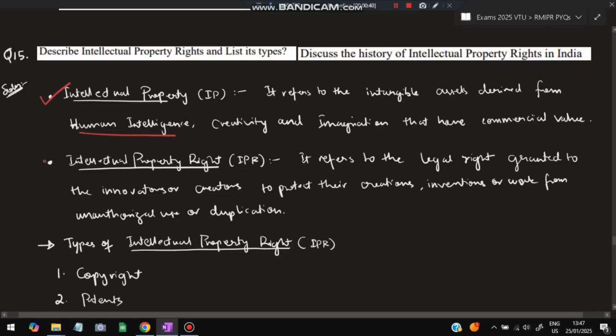Now, why do we need intellectual property rights? So that someone else cannot use what we have derived or created based on our intelligence. If someone else uses it and earns money, that will be unfair, right? So that's why intellectual property rights exist. It refers to the legal rights granted to the innovators or the creators to protect their creations and inventions from unauthorized use or duplication. So that is called intellectual property right.